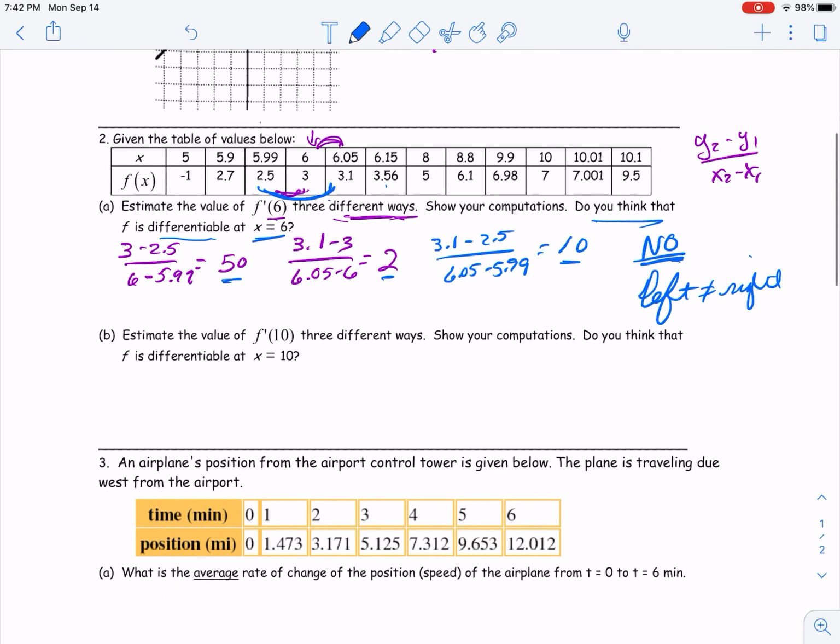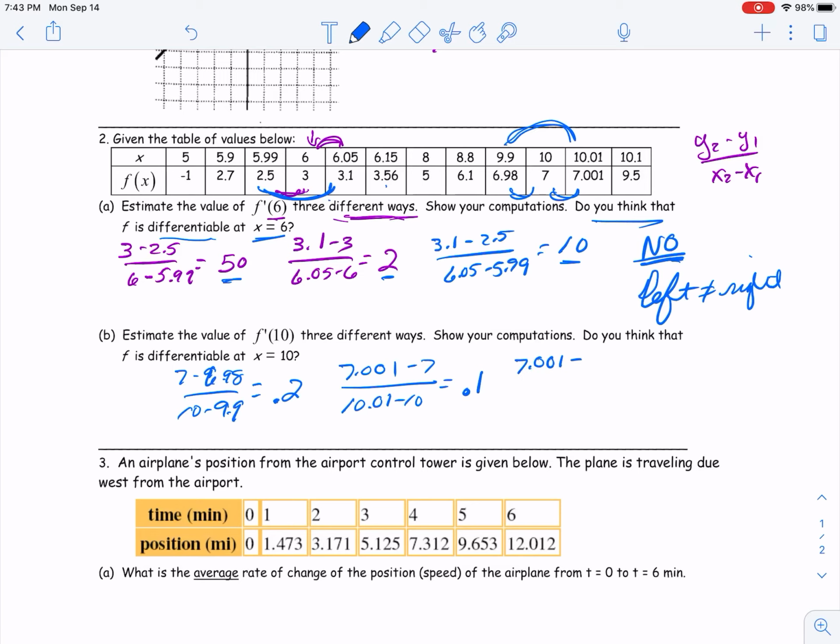All right, they want you to do the same thing with 10. So I'm going to use these two. 7 minus 6.98 over 10 minus 9.9, and I got 0.2. I'm going to use these two. 7.001 minus 7 over 10.01 minus 10, and I got 0.1. And then I'm going to use these two, and I got 7.001 minus 6.98 over 10.01 minus 9.9, and it gave me 0.191. I got a 0.2, a 0.1, a 0.19.